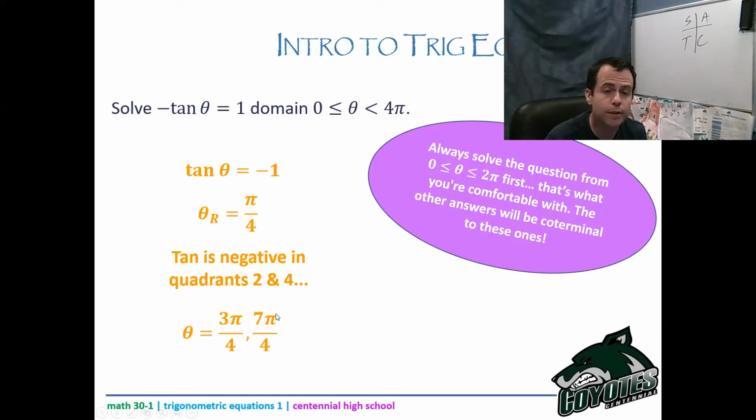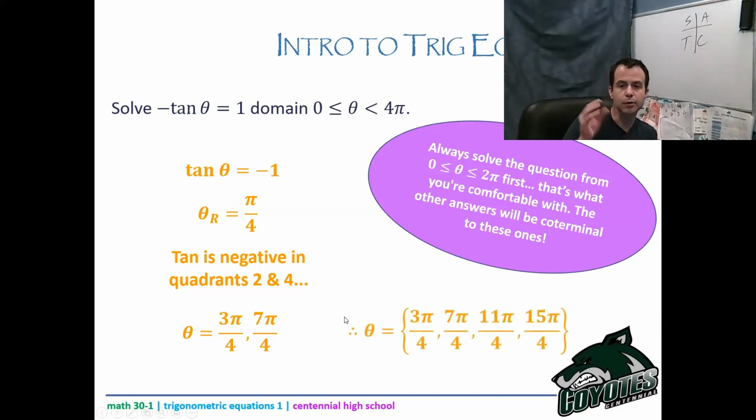Yes, 3 pi over 4 and 7 pi over 4 are both allowed, but because we're allowed to go all the way to 4 pi, I can add 2 pi to both of these and get coterminal angles that are still within my domain. So what is 2 pi as a fraction over 4? That would be 8 pi over 4. So 3 plus 8 is 11. So 3 pi over 4 and 11 pi over 4 are coterminal. And then 7 plus 8 is 15. So 15 pi over 4 is also a valid answer. So theta equals 3 pi over 4, 7 pi over 4, 11 pi over 4, and 15 pi over 4.